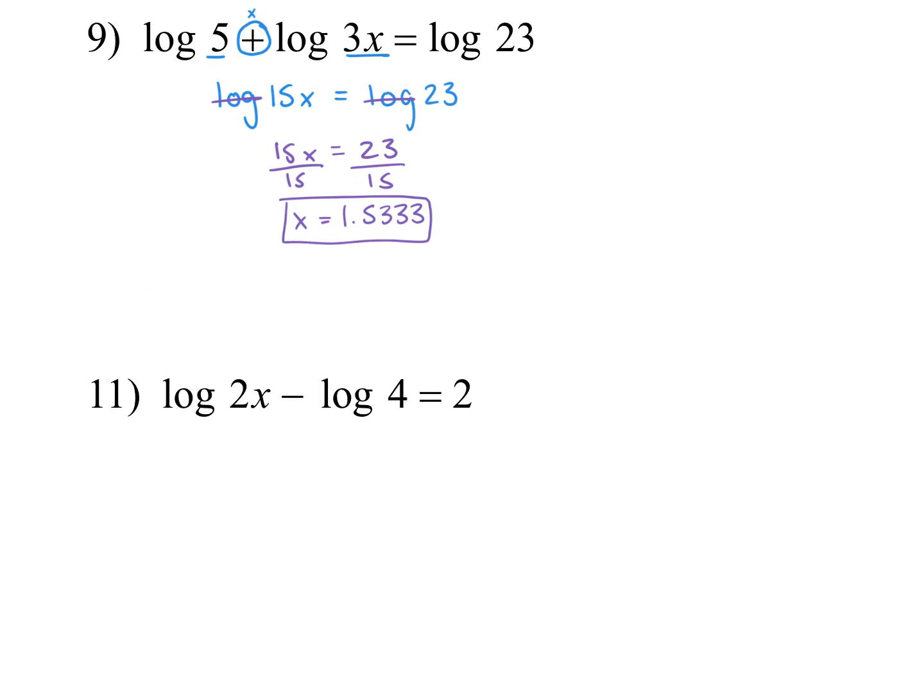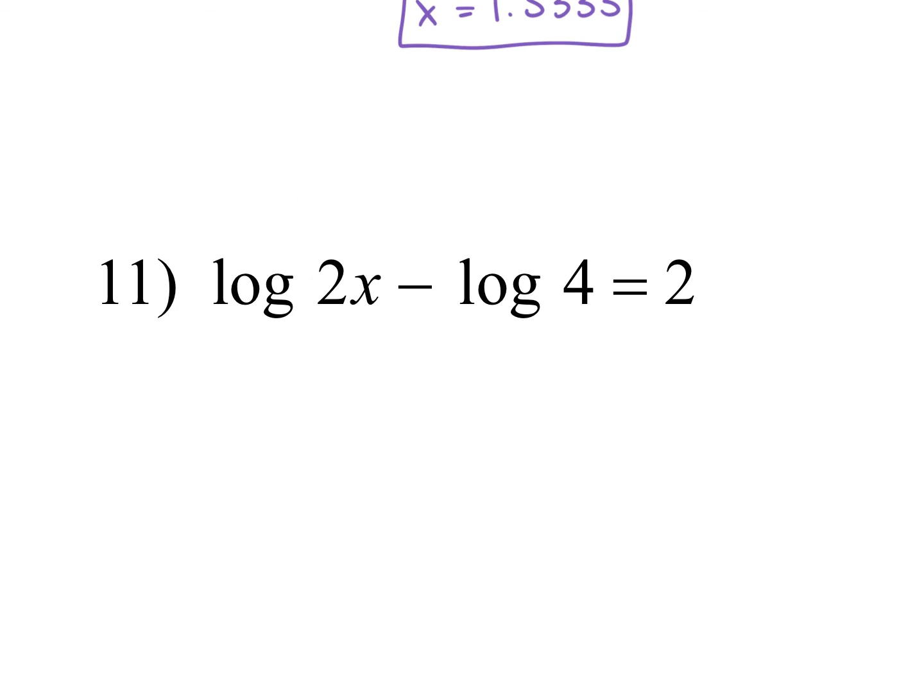All right, let's take a look at 11. So I always want it to be just 1 log on one side. So how would I combine these 2 logs together? Division. If we have subtraction, we combine them by dividing. So I have log, and what would I divide? So 2x divided by 4. When you condense it, you're getting rid of the other log, so it's just one log there. And then it's equal to 2.